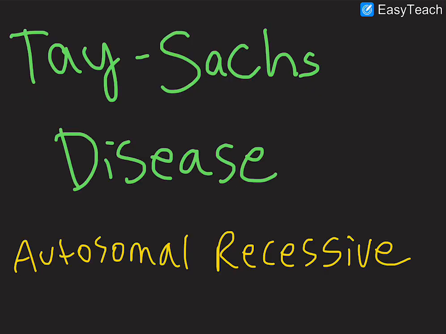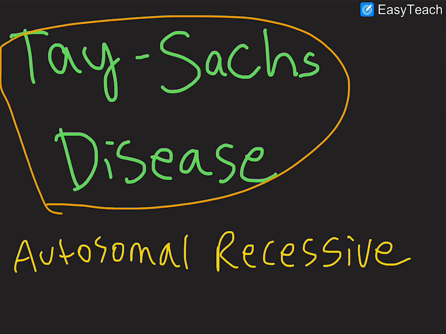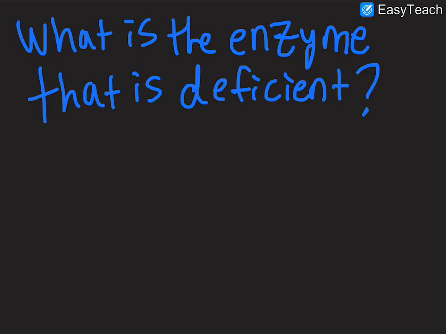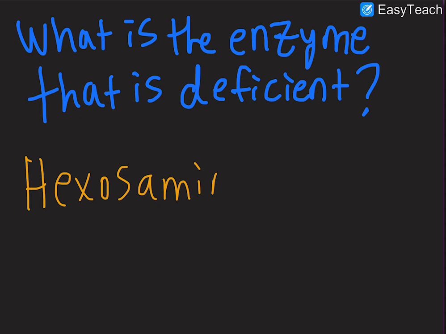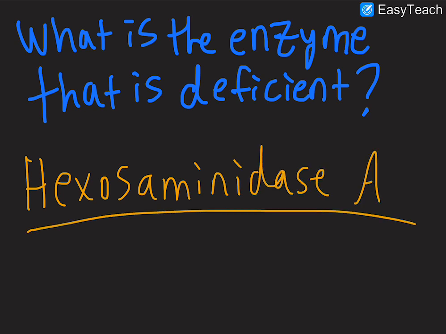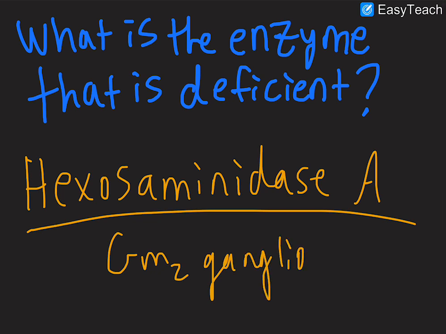So first one we're going to be talking about is Tay-Sachs disease. It's autosomal recessive inheritance, so this is important. So what enzyme is deficient in Tay-Sachs disease? This enzyme is called hexosaminidase A. And what hexosaminidase A does is it breaks down GM2 ganglioside. It breaks down GM2 ganglioside.